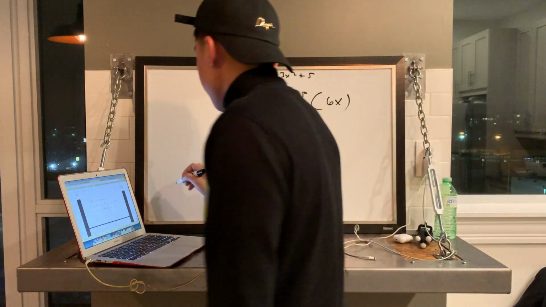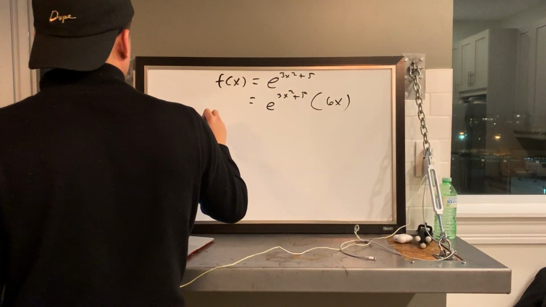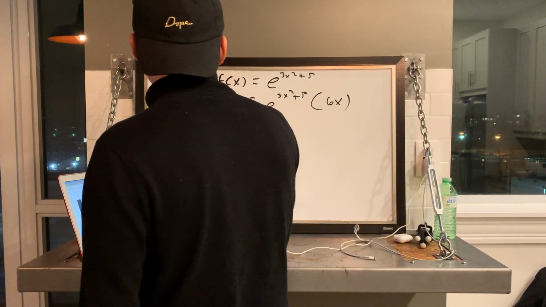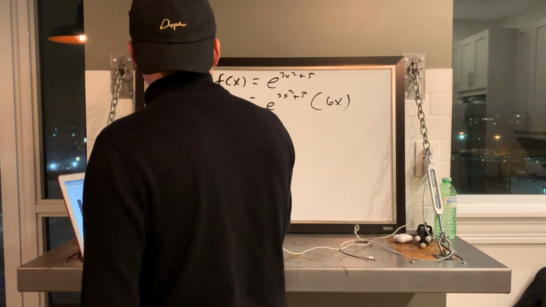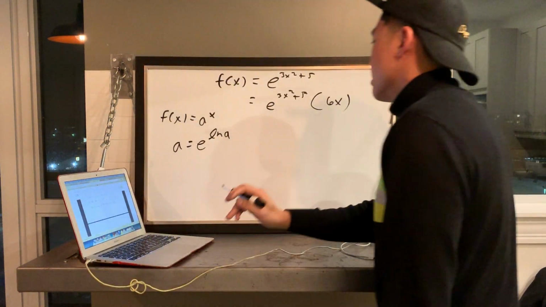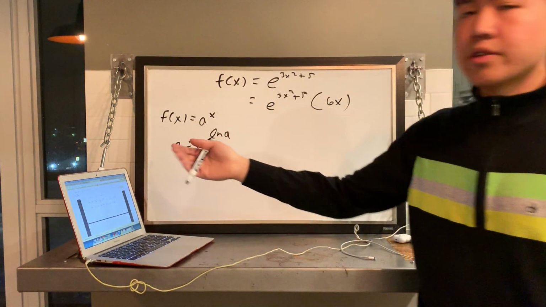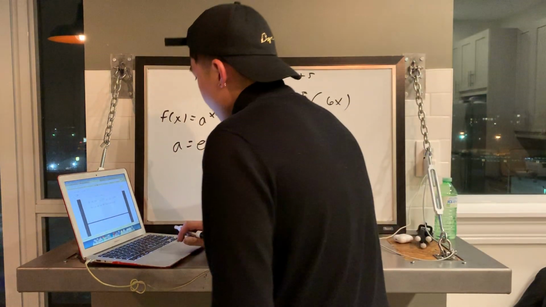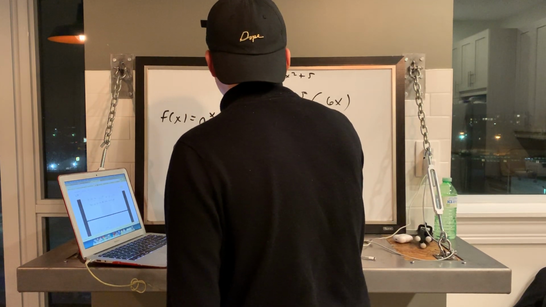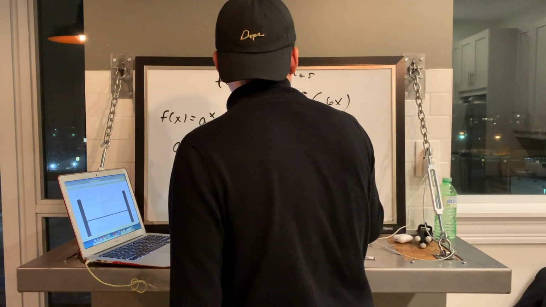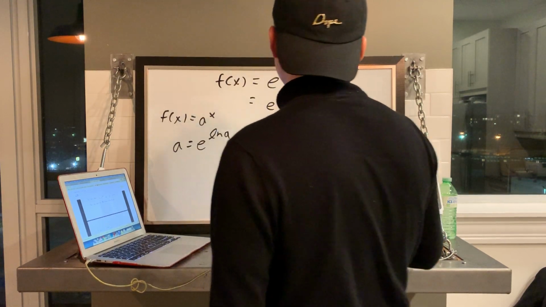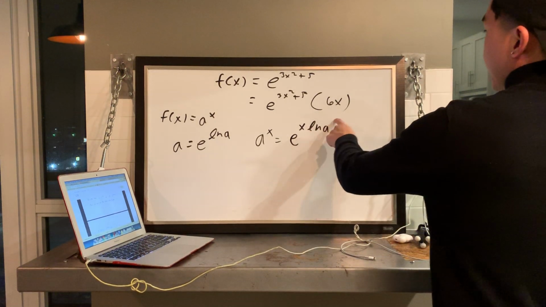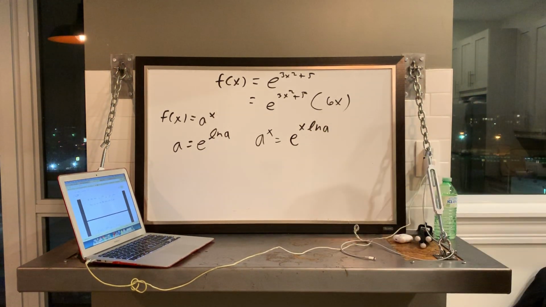What if we have f of x equals a to the x, though? What happens now? Well, a equals e to the ln a, because you cancel out the e and the ln, get back a, the log property. So that would mean that a to the x equals e to the x ln a as well. Because you would go ahead, bring that back up here, and then the e and the ln would cancel.